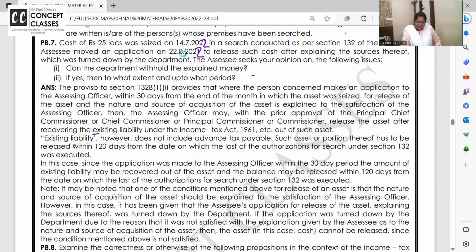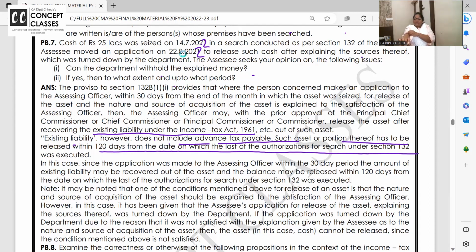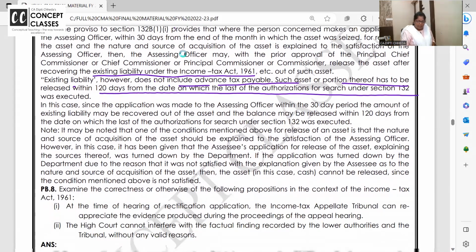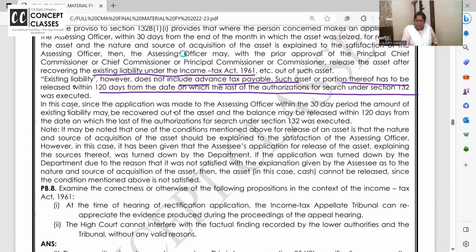But existing liability, after recovering existing liability, जो भी tax due है, and existing liability doesn't include advance tax. Existing liability does not include, and such asset will be returned within 120 days from the last authorization. ठीक है? 30 days में application करो, 120 days में release हो जाएगा. In this case, since the application was made to AO within 30 days period, the amount of existing liability may be recovered out of asset and balance may be released within 120 days from the date on which last authorization for search was executed.